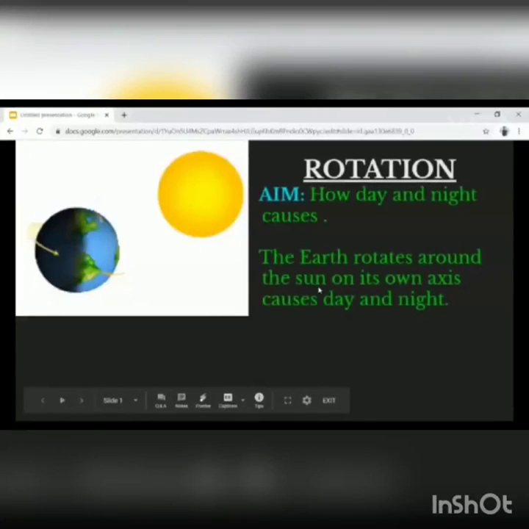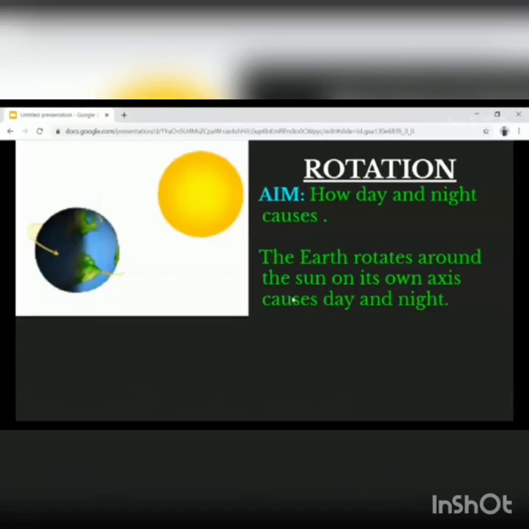Today I am going to discuss rotation. The aim is to understand how day and night are caused. The Earth rotates on its own axis as it moves around the Sun, which causes day and night.